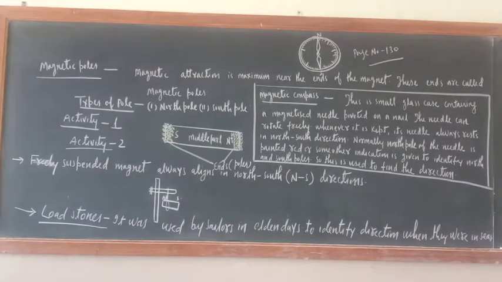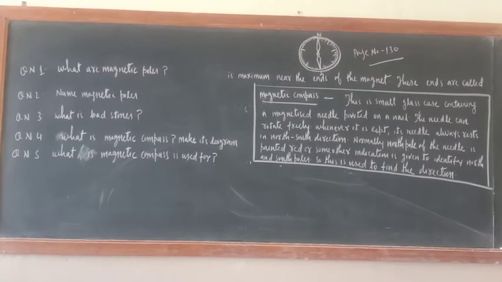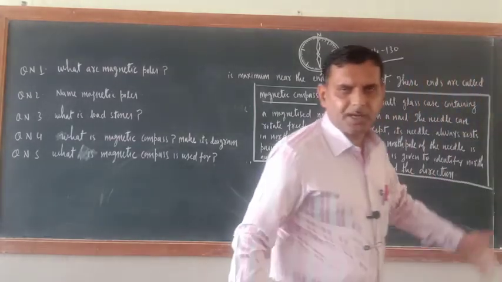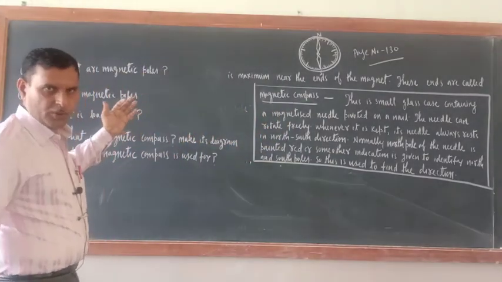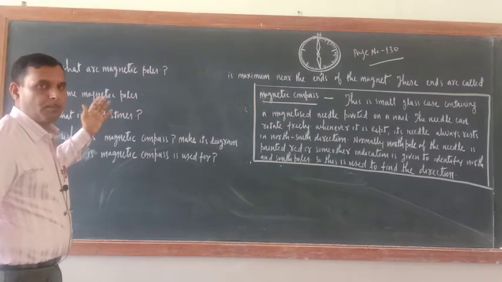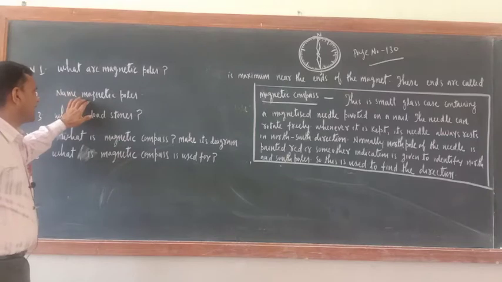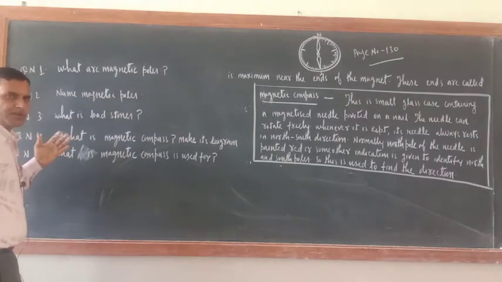Now some questions should be given for the exercise. I have given you here some questions. What are magnetic poles? Just define. Magnetic poles are the two ends of a magnet, and in this area the magnetic strength is more. Next one is name the magnetic poles. Very easily you can answer: north pole, south pole.